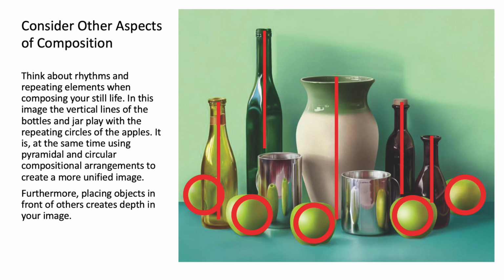Think about rhythms and repeating elements when composing your still life. In this image, the vertical lines of the bottles and jar play with the repeating circles of the apples. This repetition creates a pattern. It is, at the same time, using a pyramidal and circular compositional arrangement to create a more unified image. Furthermore, placing objects in front of others creates depth in your image.